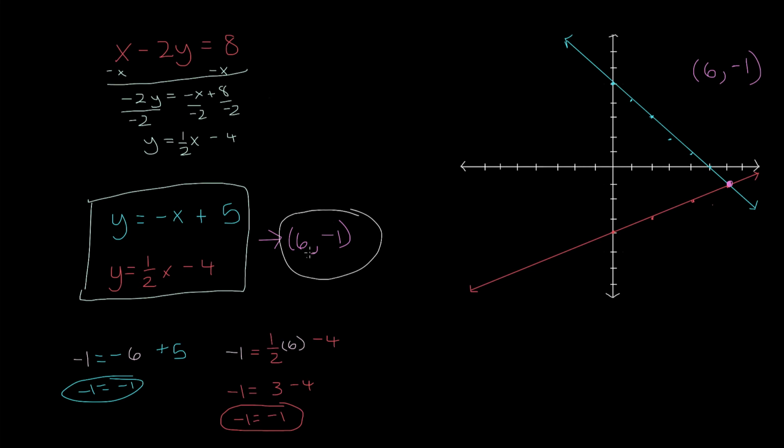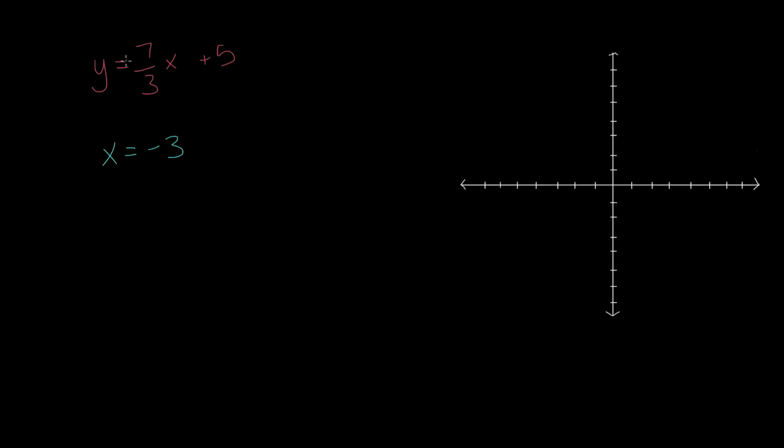So let's solve one more. So over here, our first one says y is equal to 7/3x plus 5, which is already in slope-intercept form. So there's nothing to do there. Our second one says x is equal to -3. Now you may notice that this does not have a y variable in it, but that is completely okay. Although it does not have a y variable and it's not in slope-intercept form, we can still graph this on the graph, and I will show you how.